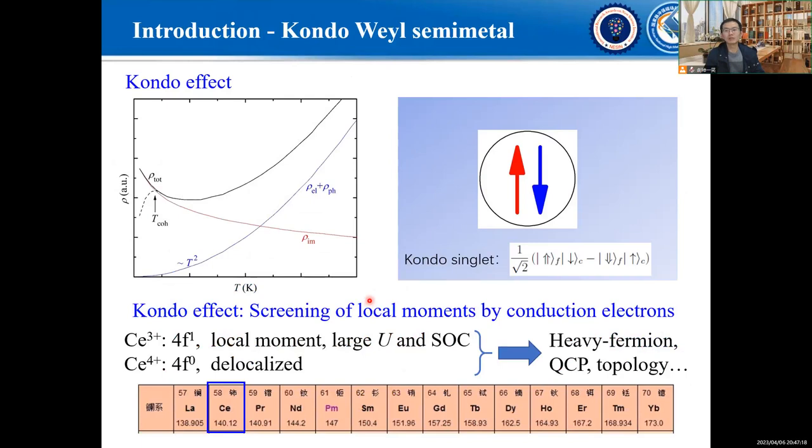This motivates us to investigate the compound of cerium, aluminum, germanium, because in cerium, the 4f1 electron usually shows some very interesting properties, like heavy fermion behavior or quantum critical points. So we want to know what will happen if the electronic correlation meets the topology.